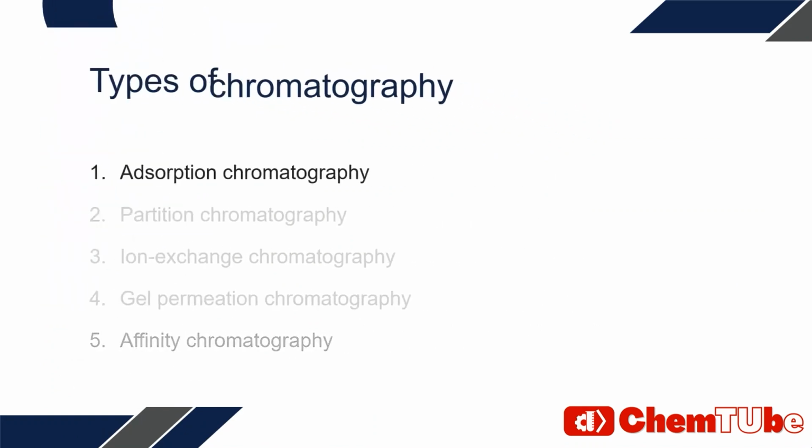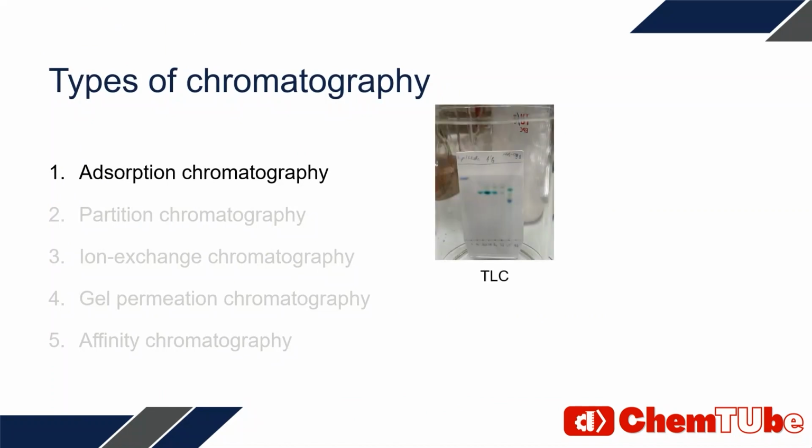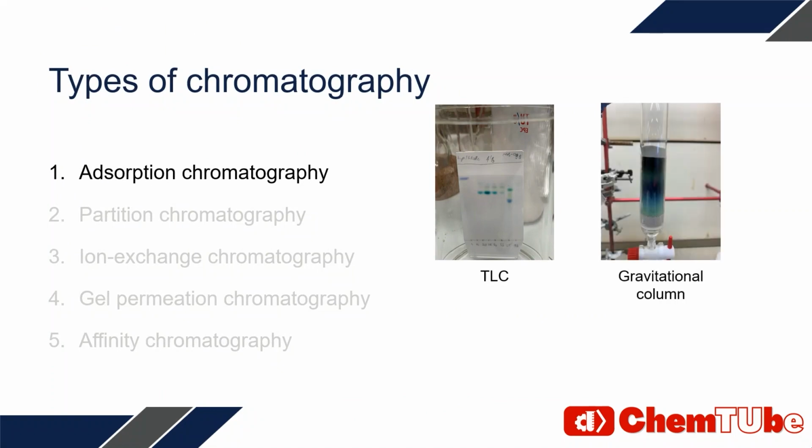Now let's take a look at where we can apply these chromatography types. First, adsorption chromatography can be done in the form of a thin layer chromatography, or TLC for short, and is commonly used to track the progress of reactions. Then, we have a gravitational column chromatography used to separate compounds from a mixture. Similarly, we can find it in high-pressure liquid chromatography, or HPLC, which is typically used for quantitative analysis.